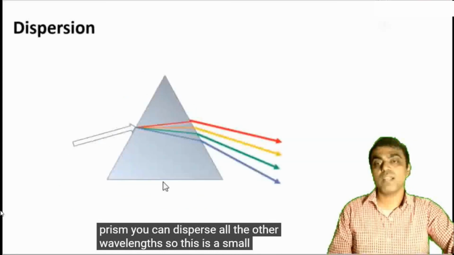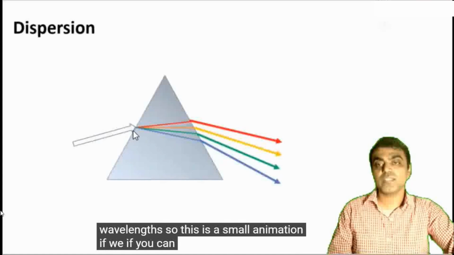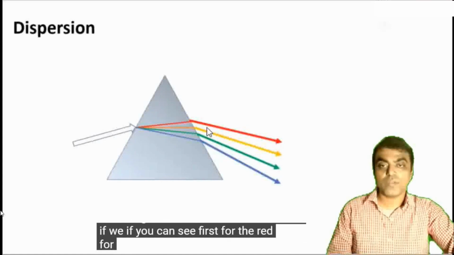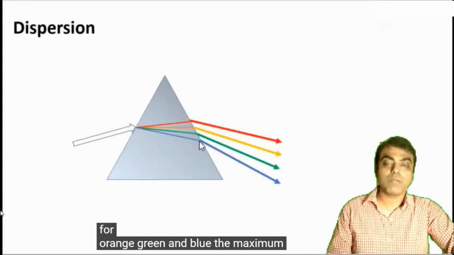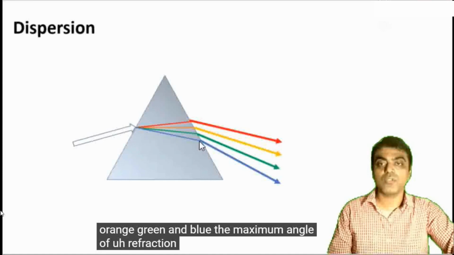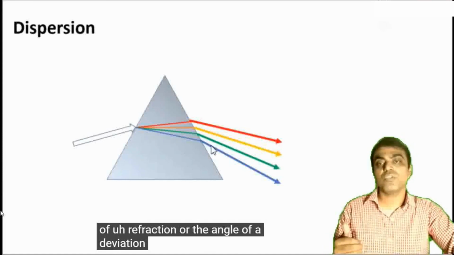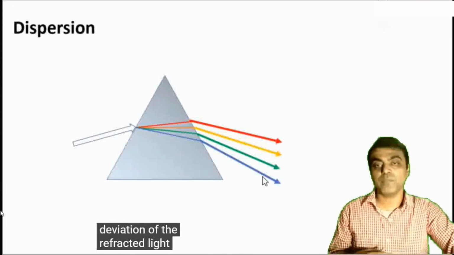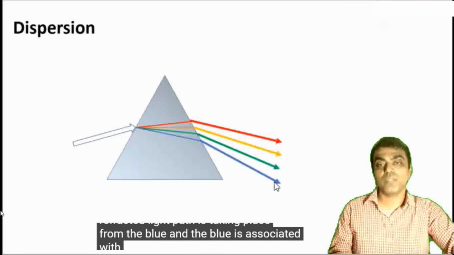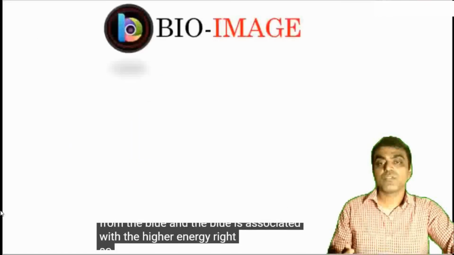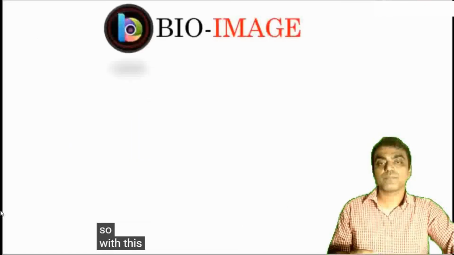So this is a small animation. If you can see, first for the red, orange, green, and blue, the maximum angle of refraction or the angle of deviation of the refracted light path is taking place for the blue, and the blue is associated with the higher energy, right?